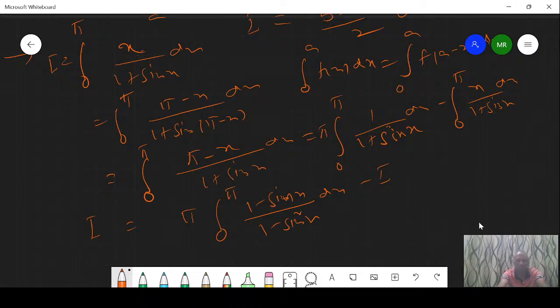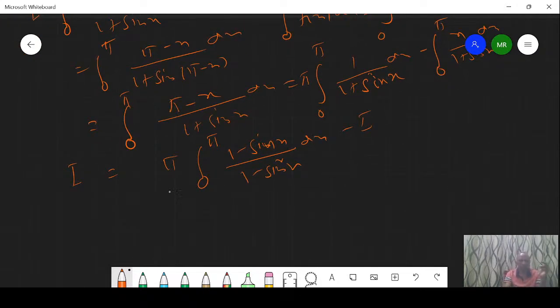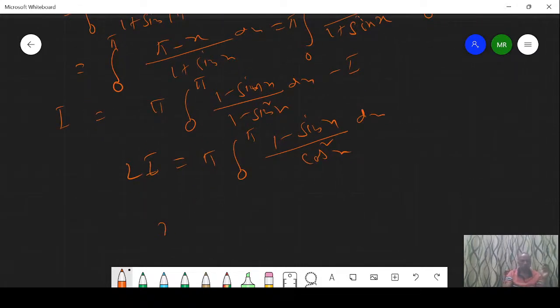Now you transfer this side. 2I is equal to pi into integral 0 to pi of 1 minus sin x by, this will be cos square x dx. Now I can simplify this. 2I is equal to pi into integral 0 to pi of 1 by cos square x, secant square x, minus sin x by cos square x. I can write secant x into tan x. Correct? I can express like this, 1 by cos is secant x.